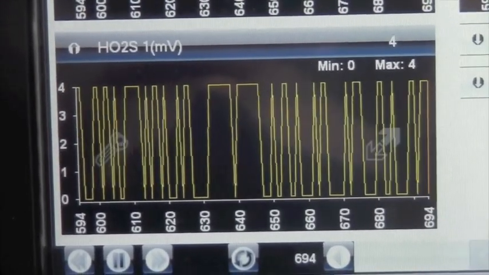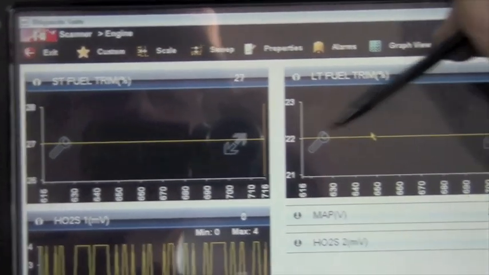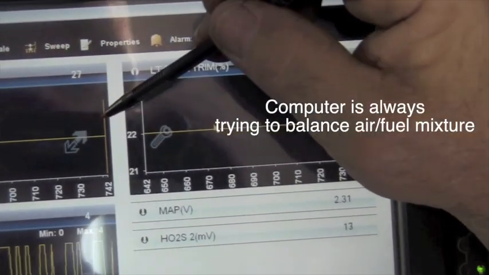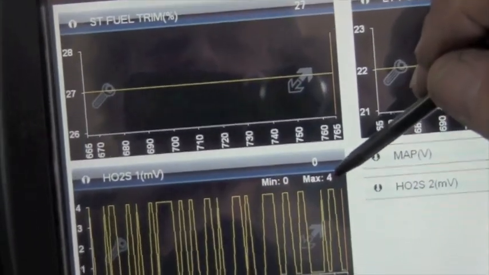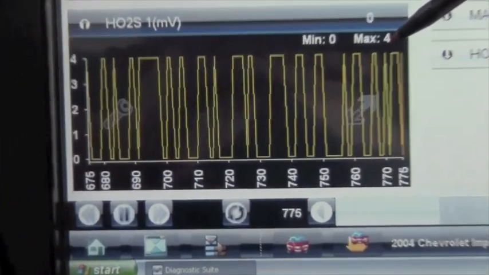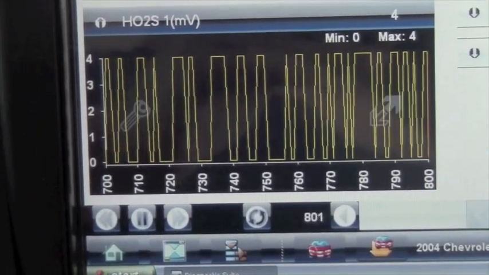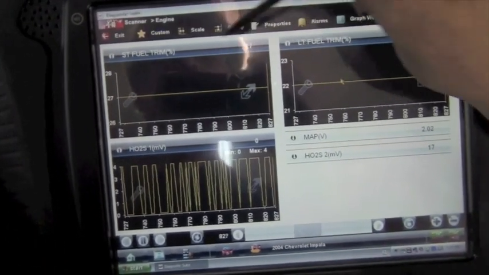Now if you look at the long-term and the short-term, both of these are very high. So they are indicating that the computer is trying to add lots and lots of fuel. If you look at the oxygen sensor, it is very, very lean. So the computer is saying that the one bank of the engine is very lean. Therefore, it's trying to add fuel. Now let's go back out of here.